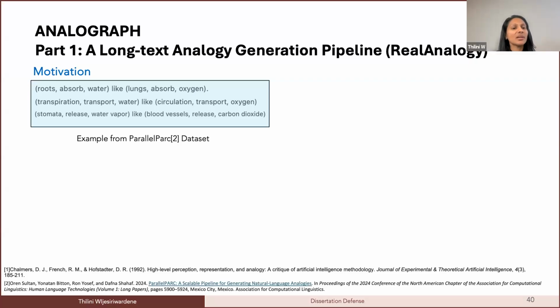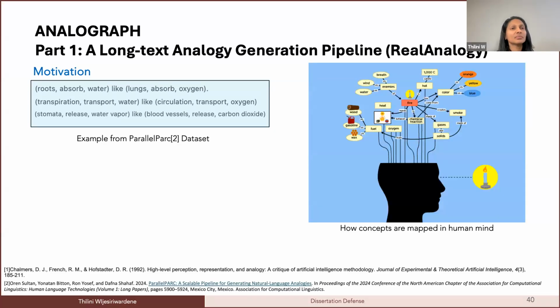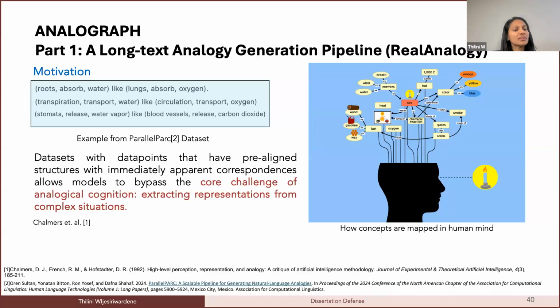So you see that they map very easily, right? They're very clean. But think, in your mind, analogies are not like this. It's connected to everything. So we looked at several data sets that are like this. And this is the motivation.